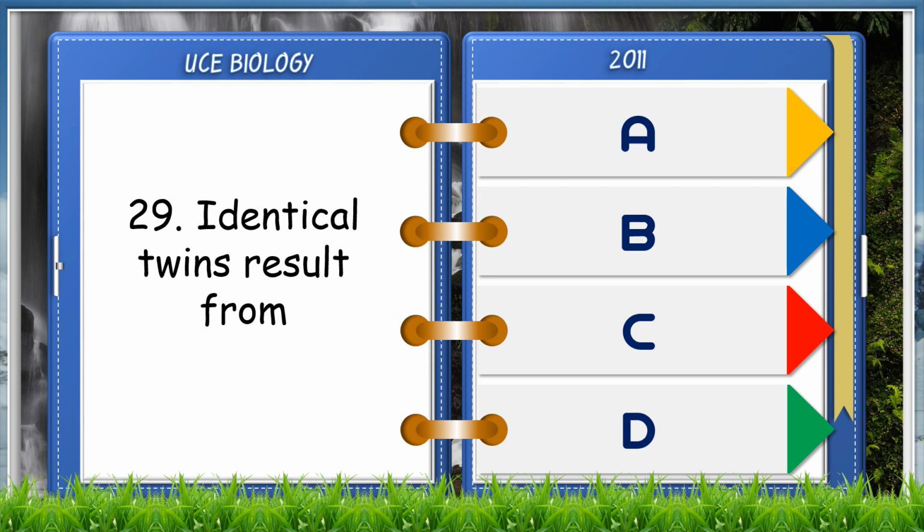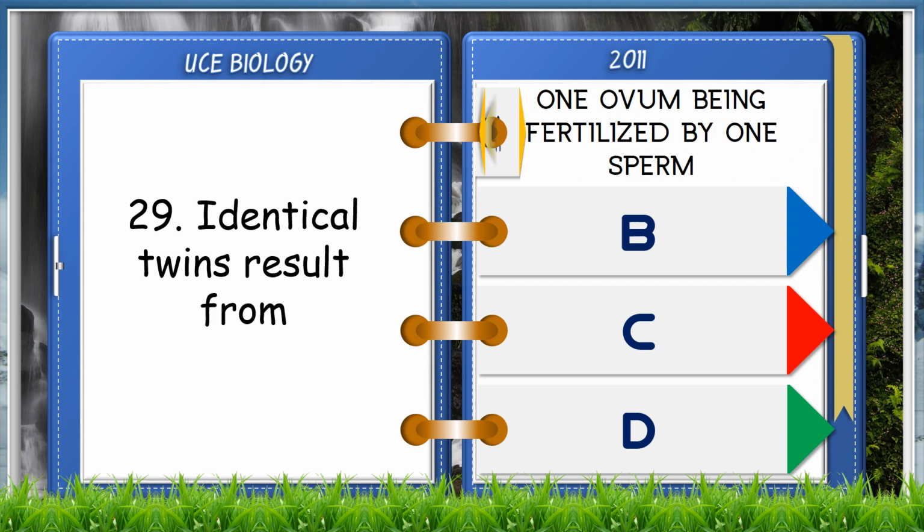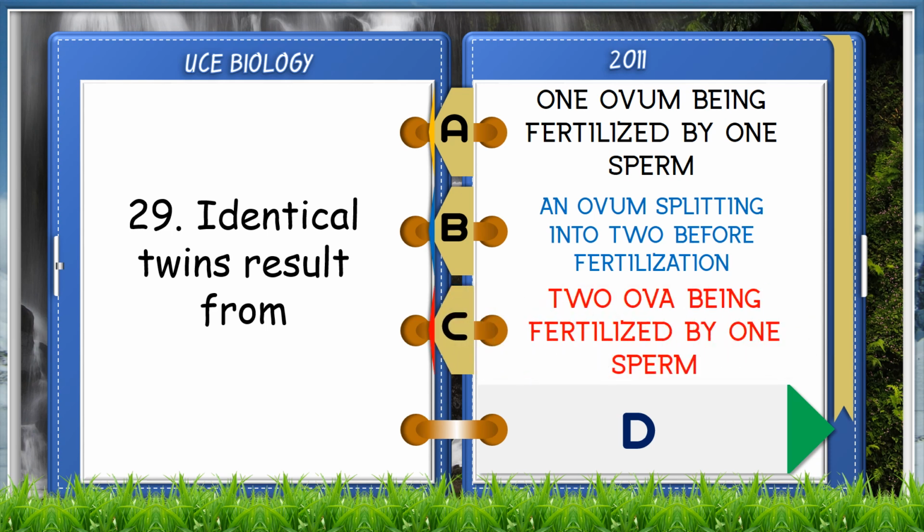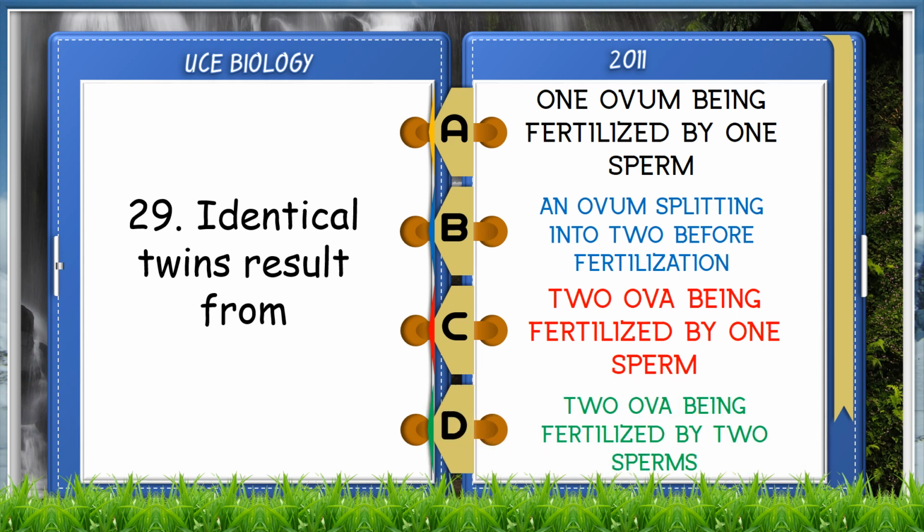Identical twins result from A. One ovum being fertilized by one sperm. B. An ovum splitting into two before fertilization. C. Two ova being fertilized by one sperm. D. Two ova being fertilized by two sperms. The answer is A. One ovum being fertilized by one sperm.